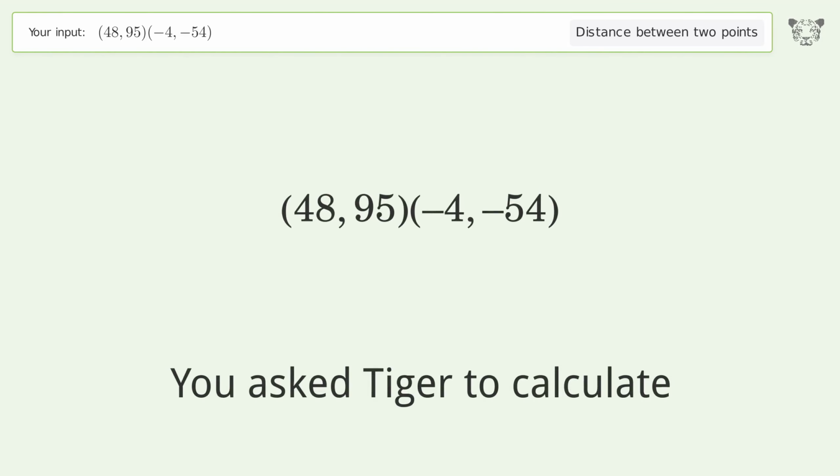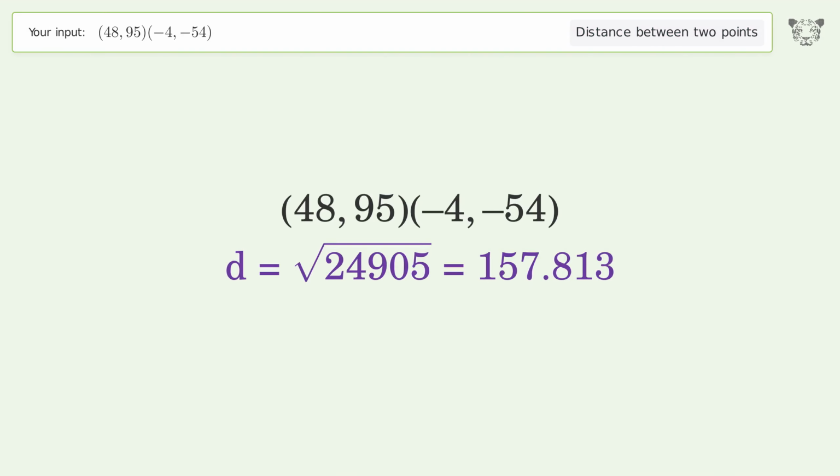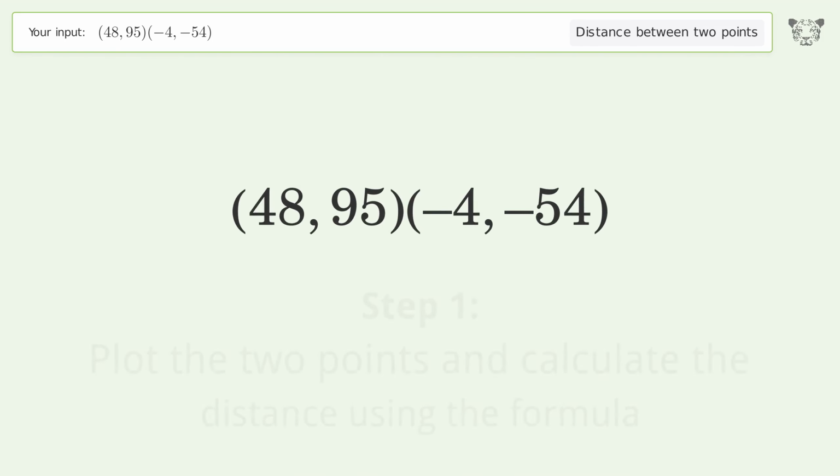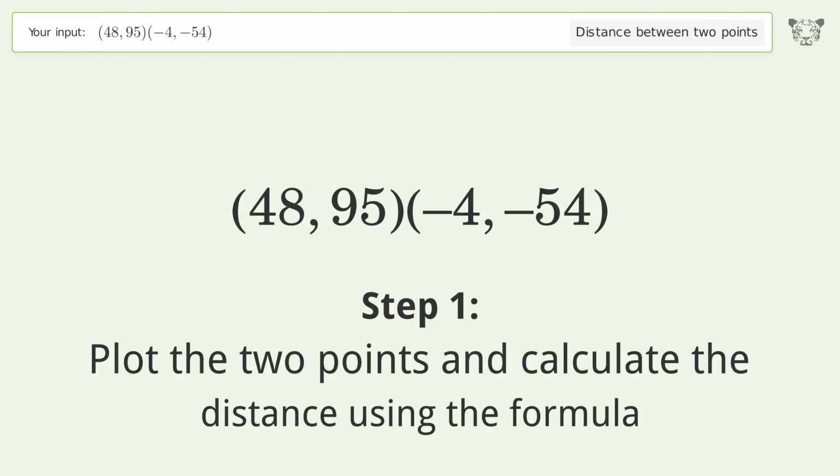You ask Tiger to calculate. This deals with the distance between 2 points. The distance between the 2 points is the square root of 24,905 or 157.813. Let's solve it step by step. Plot the 2 points and calculate the distance using the formula.